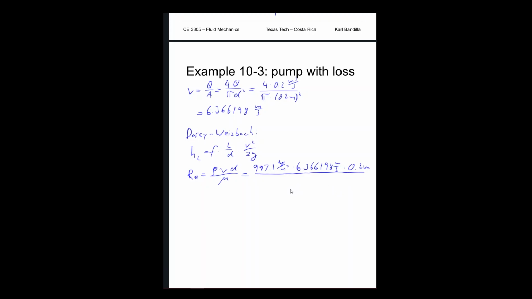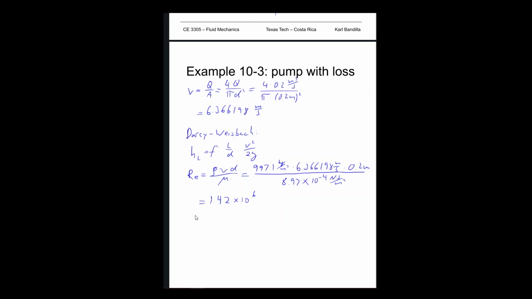Divided by mu, again something we can look up for 25 degrees C in water, 8.97 times 10 to the minus 4 newton seconds per meter squared. Could look that up, and that gives us 1.42 times 10 to the 6. All right. Definitely not laminar, right? Laminar was 2,300, so we're way beyond that.